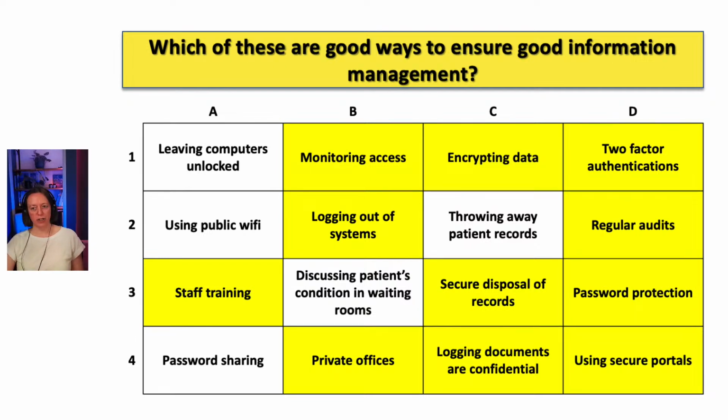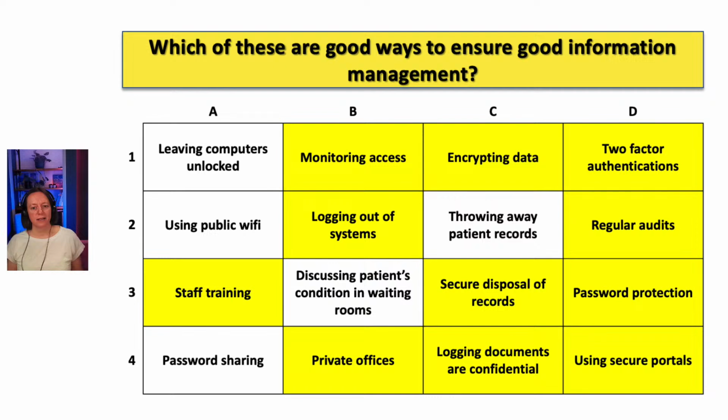So our good information management is in yellow. The things that we shouldn't do are the ones that are in white, okay? So monitoring access, encrypting data, two-factor authentication, logging out of systems. When you finish using the computer, log out. When you've finished using a particular piece of software, log out.